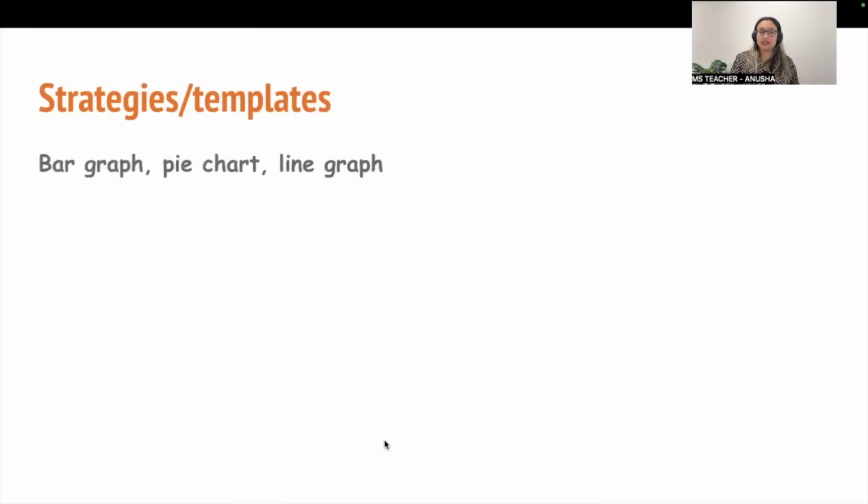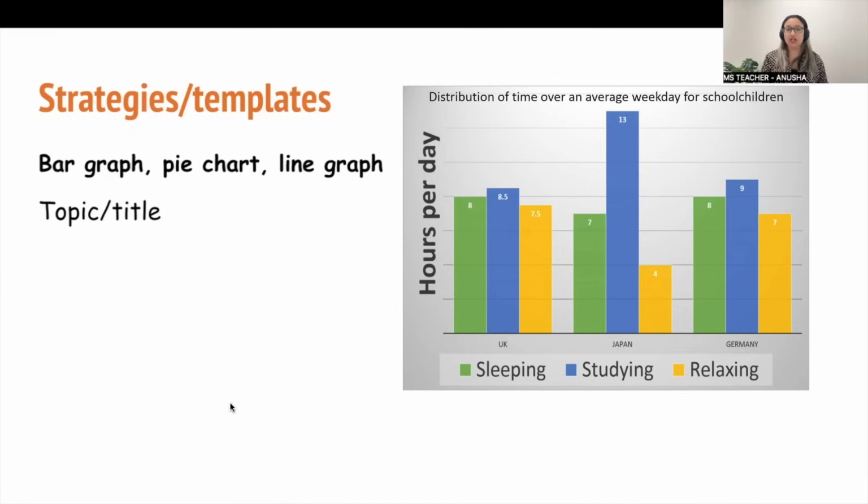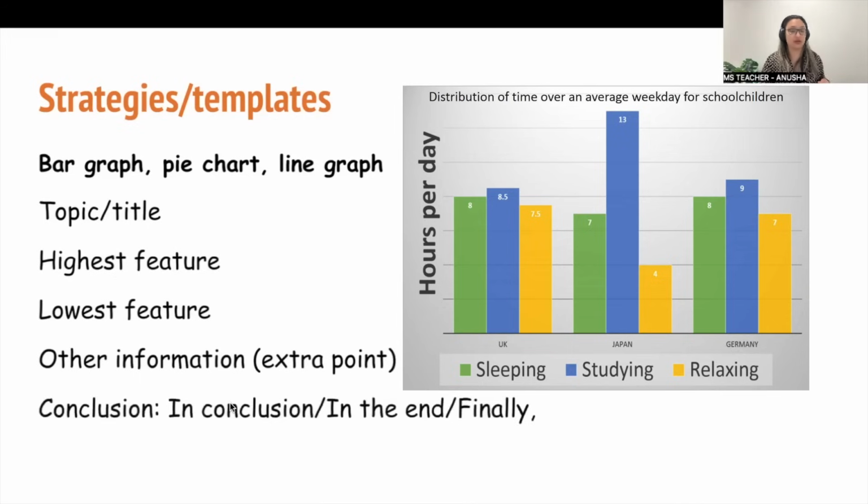Right, so what is the first thing? When you get a bar graph, a pie chart, or a line graph, you can simply use the title first. Always in an image, there will be a title. So you speak about the title first, and then you can mention the highest feature. You have to say the lowest feature, okay? Then you can add some other, extra information, and then you can use the conclusion sentence. Apart from this, you can also talk about what is given on the x-axis and what is given on the y-axis, okay?